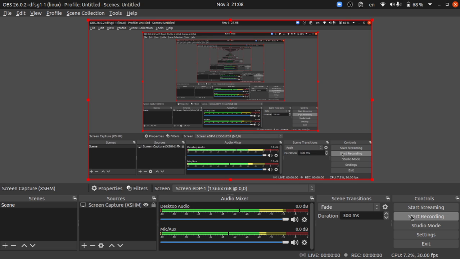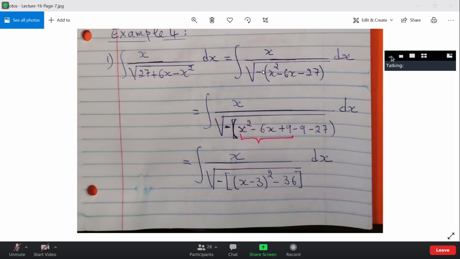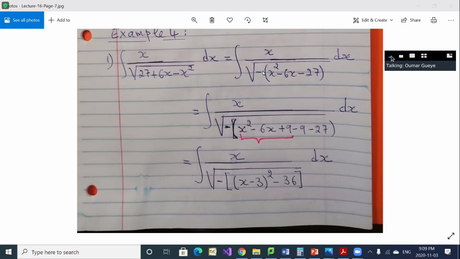I'm going to use complete the square, so the coefficient of x squared should be positive. That's what I did here. I just took minus 1 out. You factor out, in fact, minus 1.